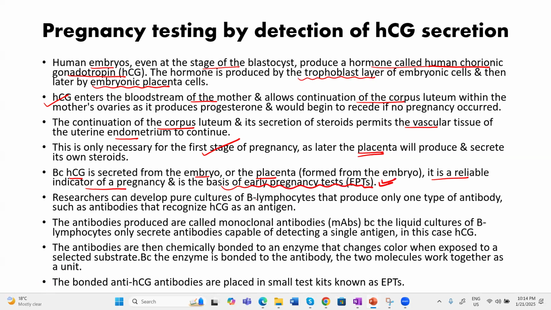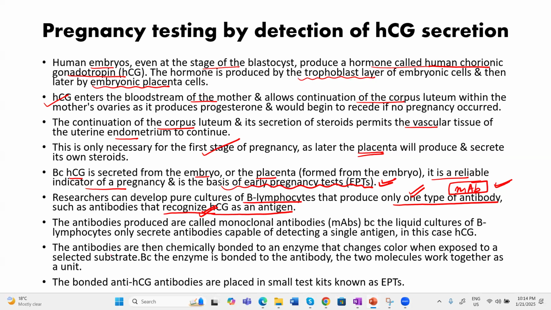So scientists have developed a B lymphocyte which produces only one type of antibody, using HCG as the antigen. They will recognize HCG as an antigen and they have made only one type of antibody. These types of antibodies are known as monoclonal antibodies. Please check the videos if you want to learn about it. I have already made a monoclonal antibody video, so please check it. So they are producing only one type of antibody which will recognize this as an antigen.